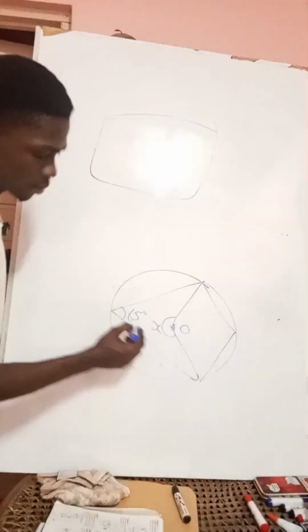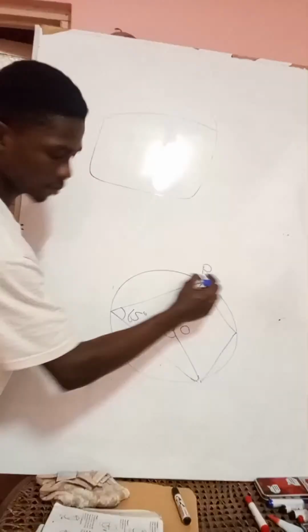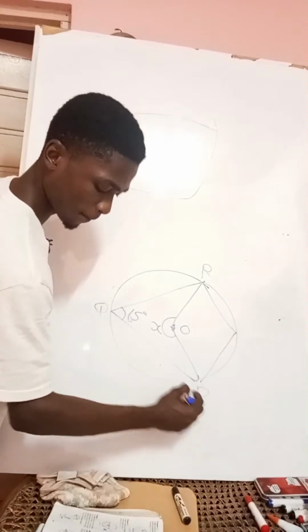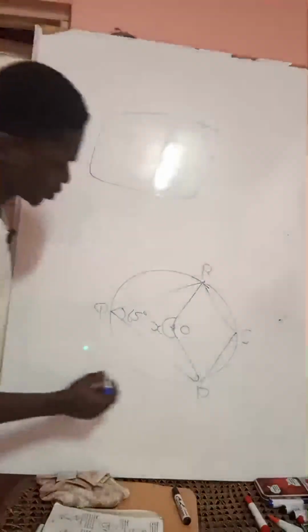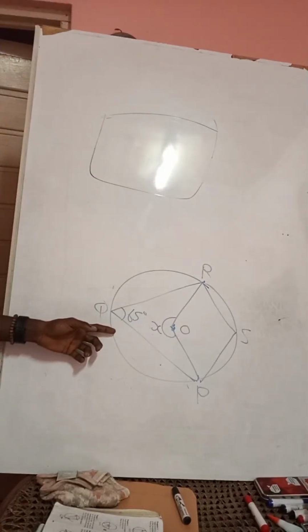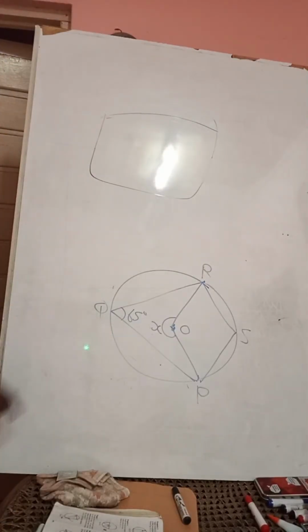Here is x. And then the name here is R. Here is Q. This is P. And this is S. Okay. So you got to realize that with this one, we can use the other law that talked about the two triangles at the center.